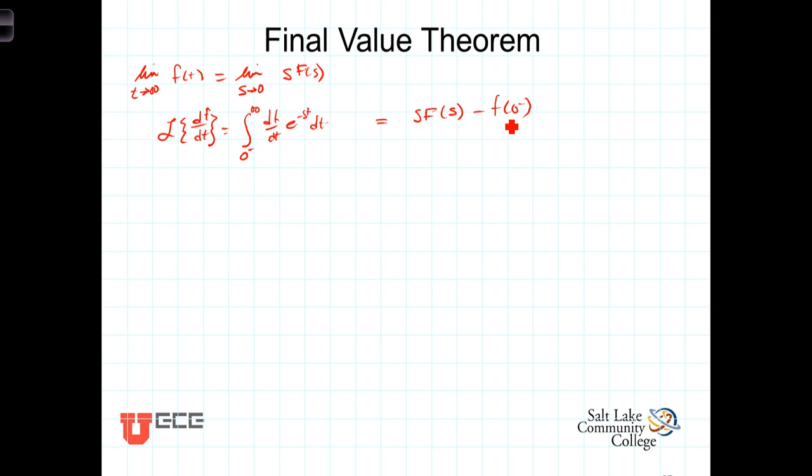The proof progresses in this case by taking the limit of both sides as s approaches 0. So we have then the limit as s approaches 0 of this integral from 0 minus to infinity of df/dt e to the minus st dt is, over on this side, equal to the limit as s approaches 0 of this thing here, sF(s) minus f(0 minus).